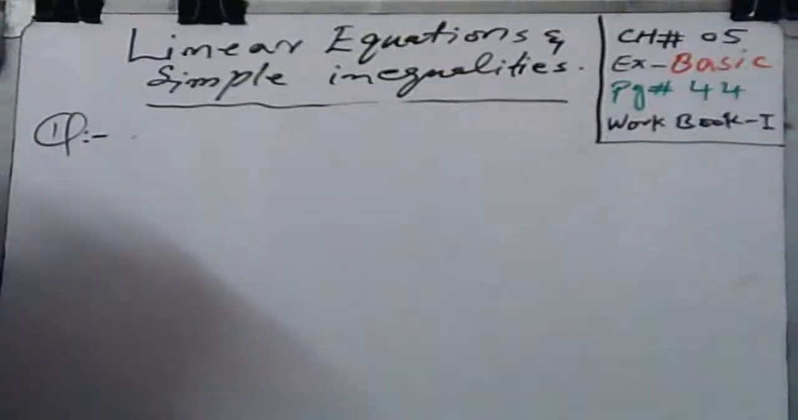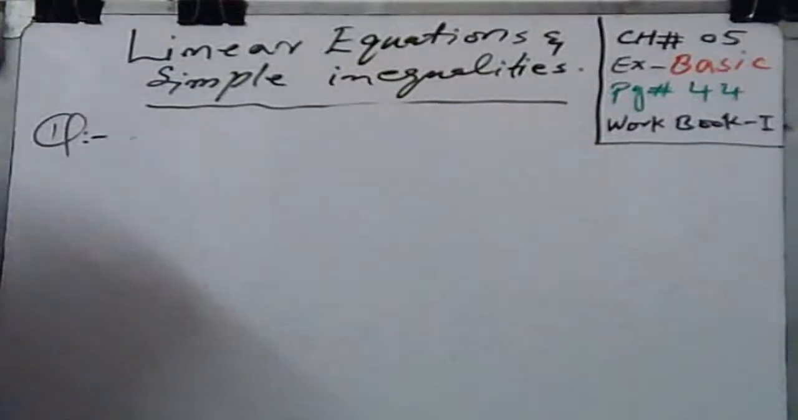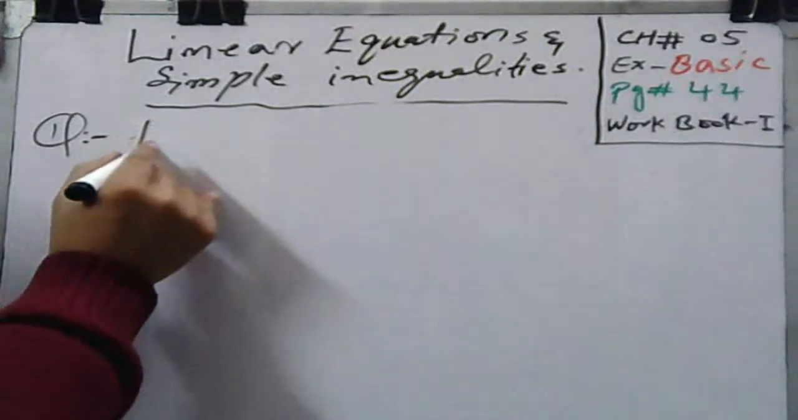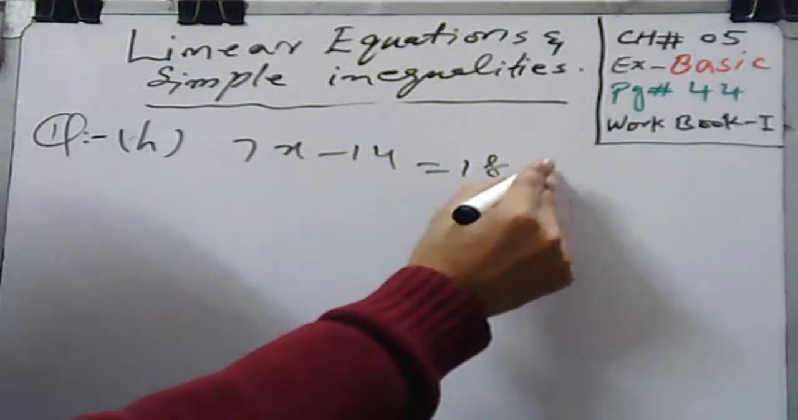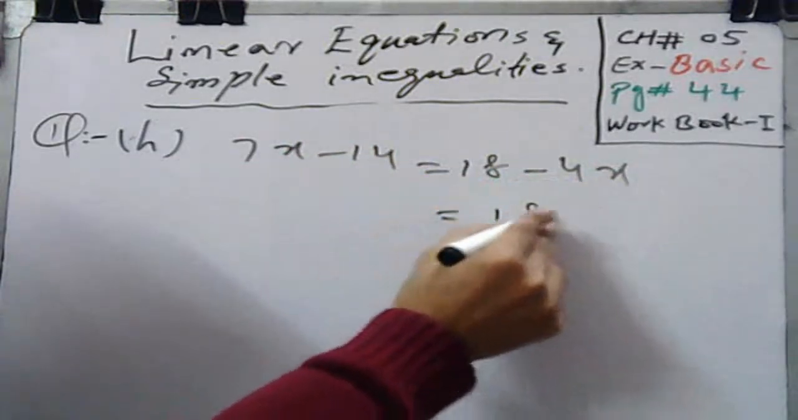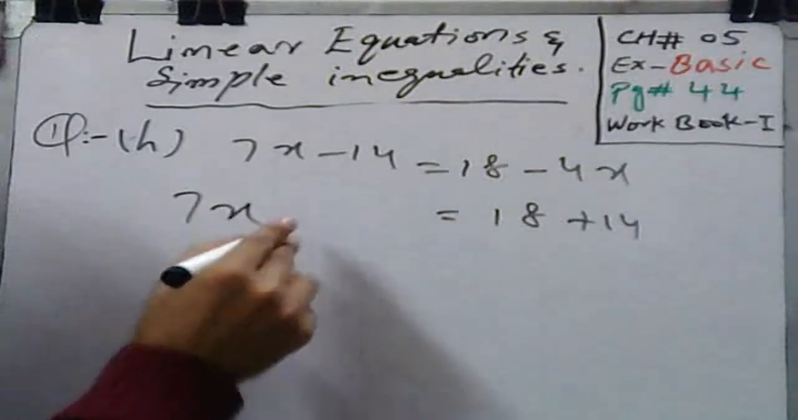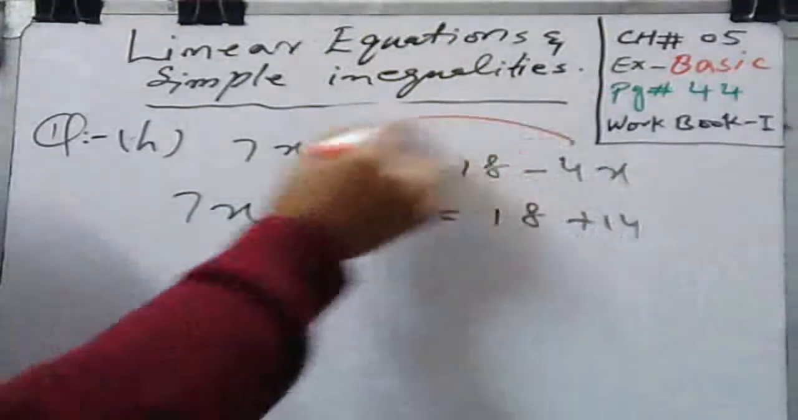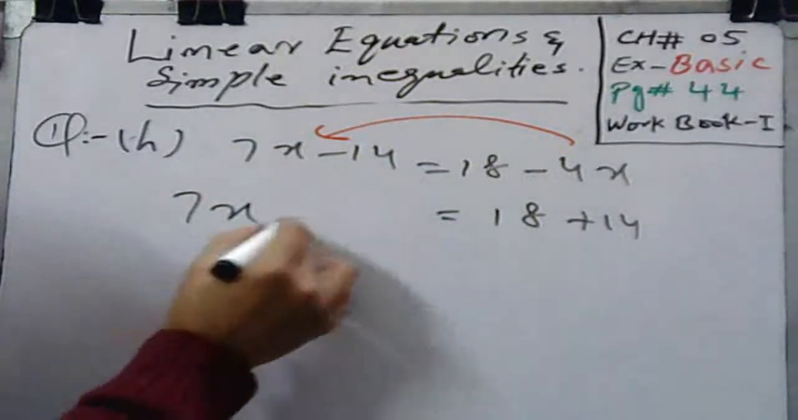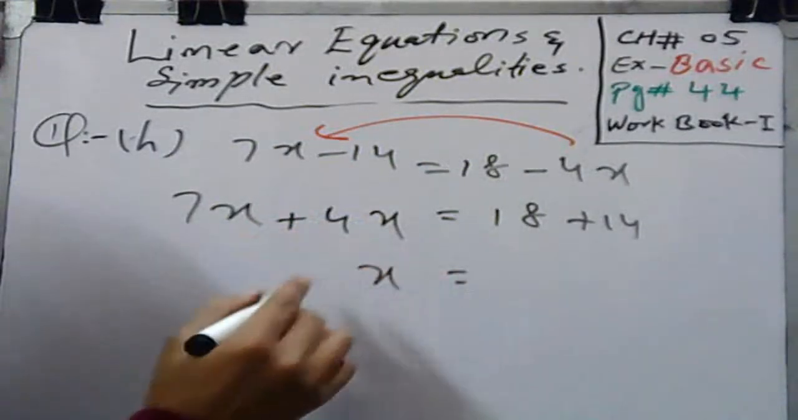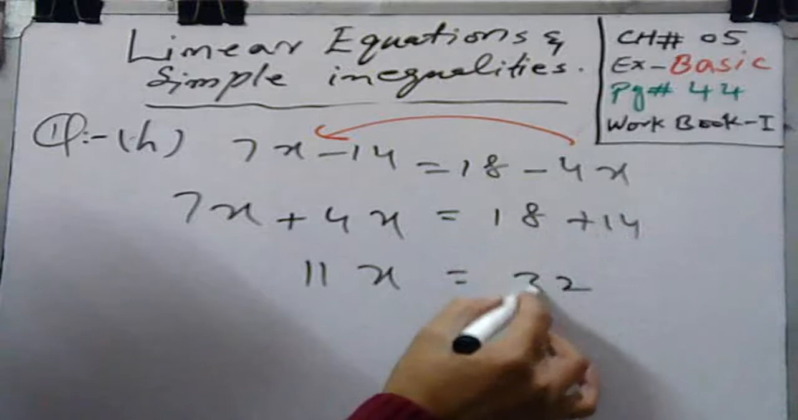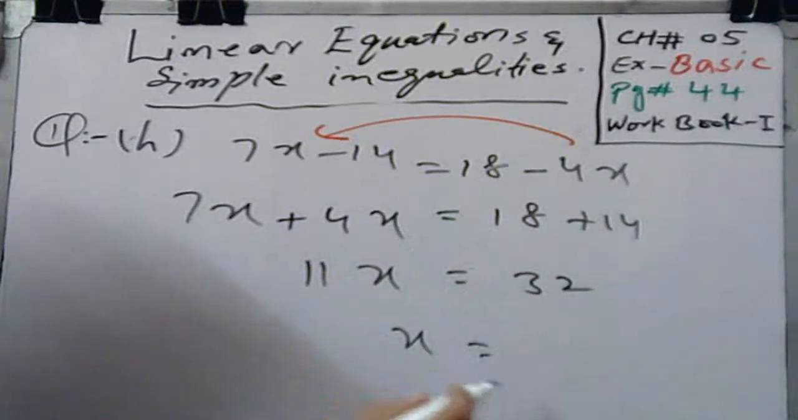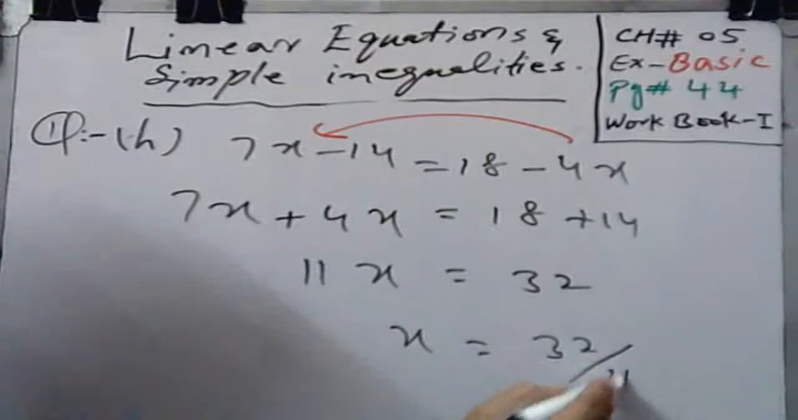H part after G, H part. 7x minus 14 is equal to 18 minus 4x. So the constant term should be shifted at one side and the variable at the other side. You will get, this should be shifted here, so you will get plus 4x. So you will get 11x equals 18 plus 14, 18, 19, 20, 21, 22 and 32. So the value of x is 32 by 11.